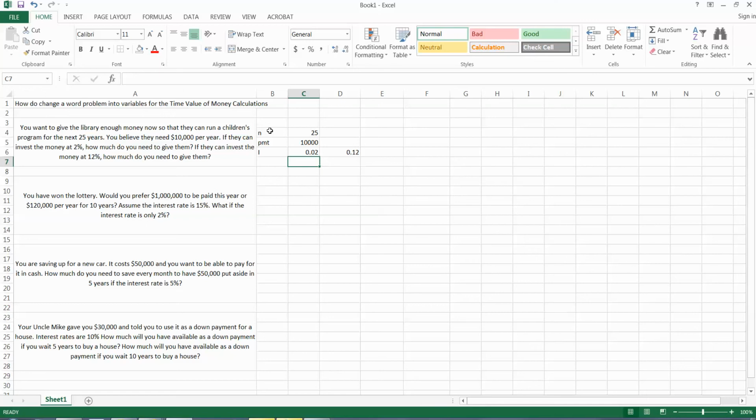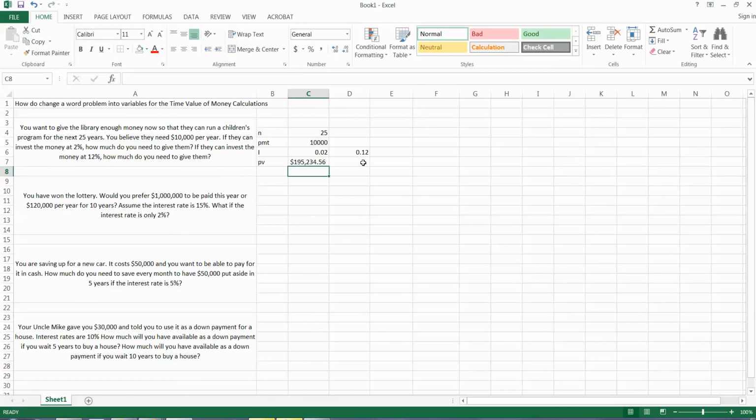Well, we're trying to put the money away now so that they can run the program over the next multiple years, so we are solving for present value. Let's go ahead and do our formula for that. Equals PV, parenthesis, the rate we're going to use for this one is 2%. Put in the comma, the number of periods is 25. Put in the comma, the payment is 10,000. We're going to put that in as a negative, because otherwise our value for our present value is going to come out the wrong sign. And the future value is zero. We don't want them to have any money left over at the very end. So let's see what that comes up with.